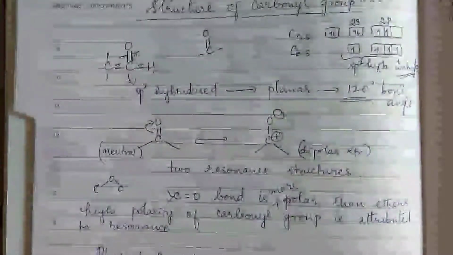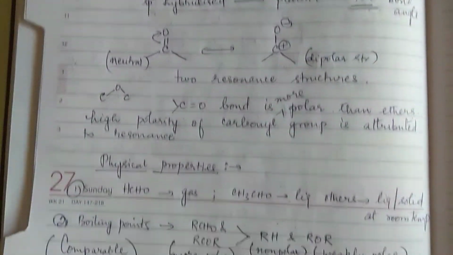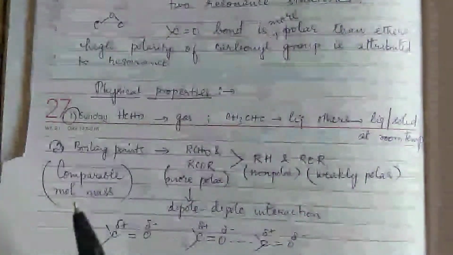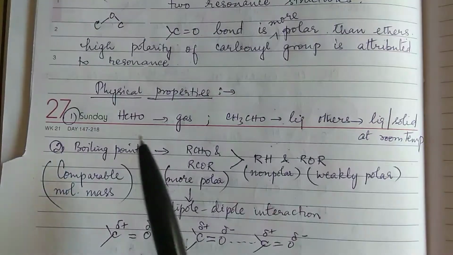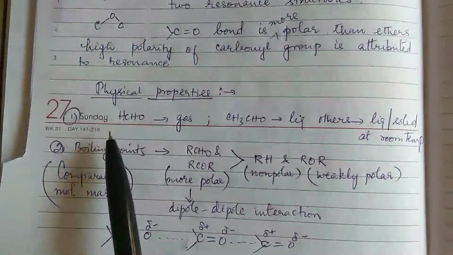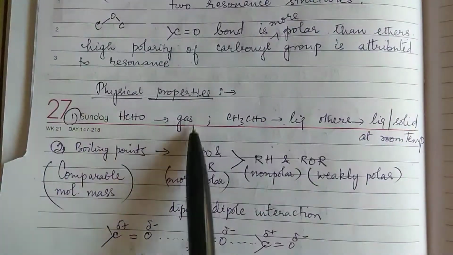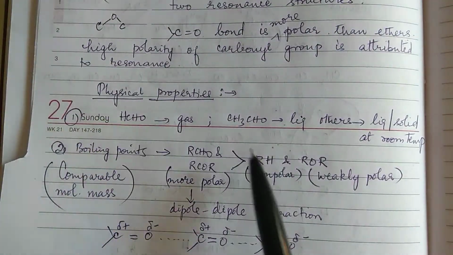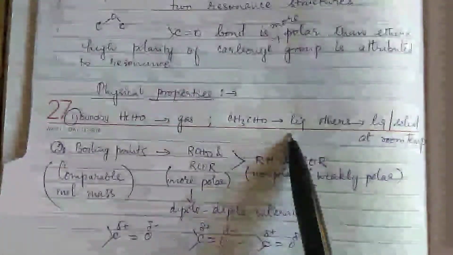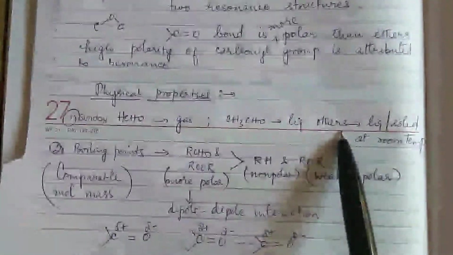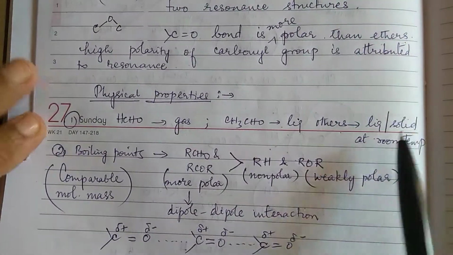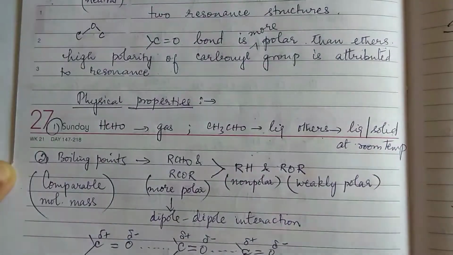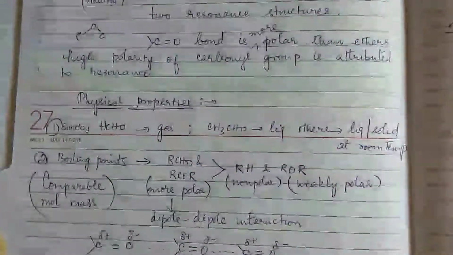Now let us come to physical properties. Among the physical properties, when you consider the physical state, methanal is a gas. HCHO is methanal or formaldehyde. Ethanal is a liquid, and the others may be either liquid or solid at room temperature. With heavier molecular masses, they may be solids.